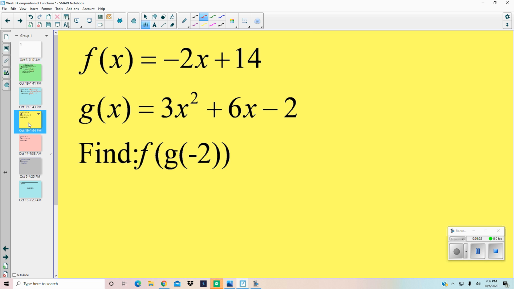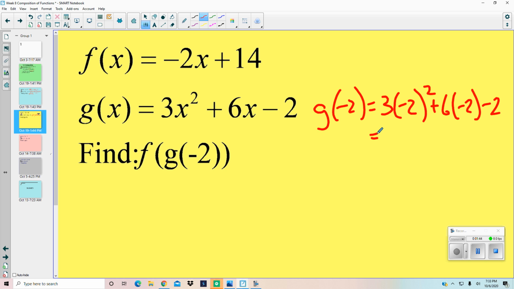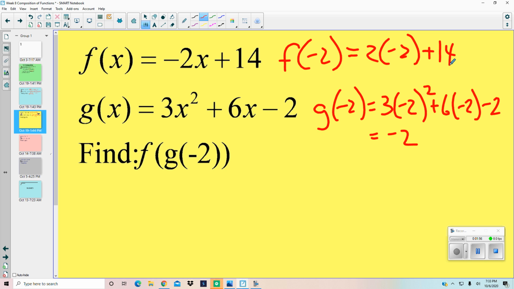F of g of -2. So I'm going to do g of -2 first. So that's going to give me 12. Minus 12 is 0, so I get -2. So then I find f of -2. Oh, I forgot the negative here, so that'd be 4, so that gives me 18. So f of g of -2 is going to be 18.